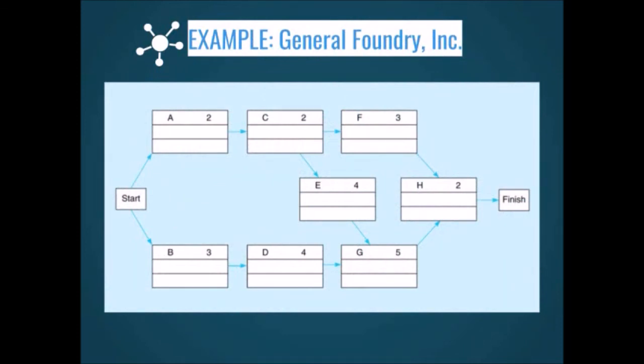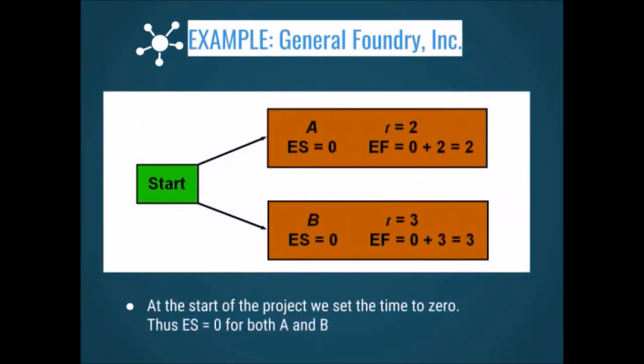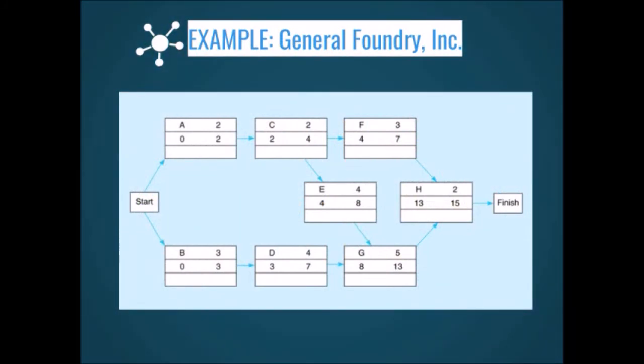In this image, we see the network layout for General Foundry example. First, let us try to compute the earliest start and earliest finish of activity A and B. For the start node, we set the activity time to 0, so both A and B have the earliest start of 0. The earliest finish for A is 2, since 0 plus 2 is 2. On the other hand, for B, it is 3 since 0 plus 3 is 3. Now we do the same for the remaining activities.